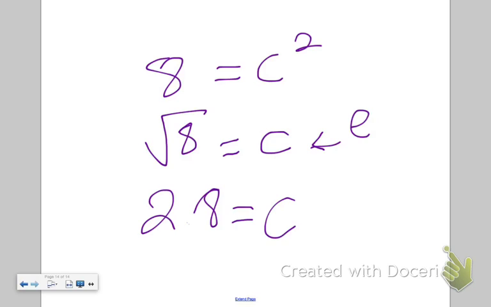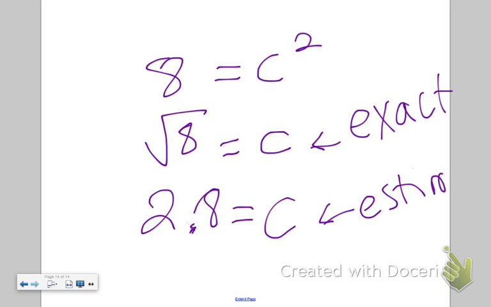So this is an exact value, and this is an estimate or an approximation if you're asked to round.